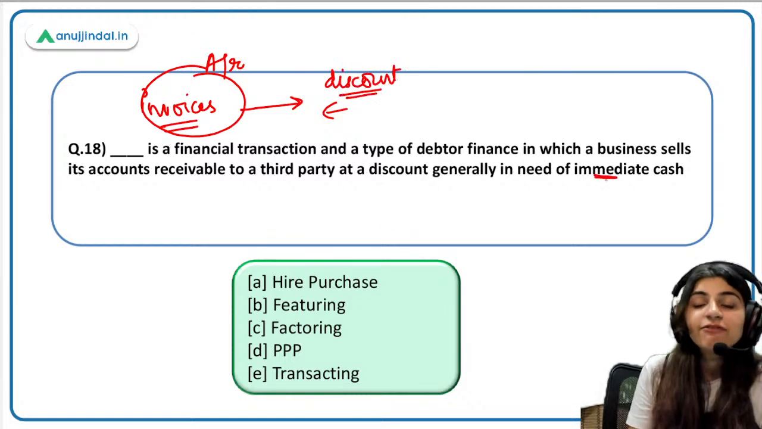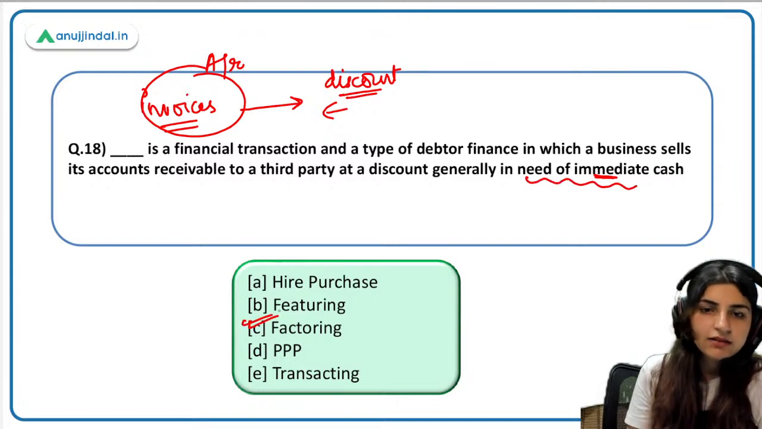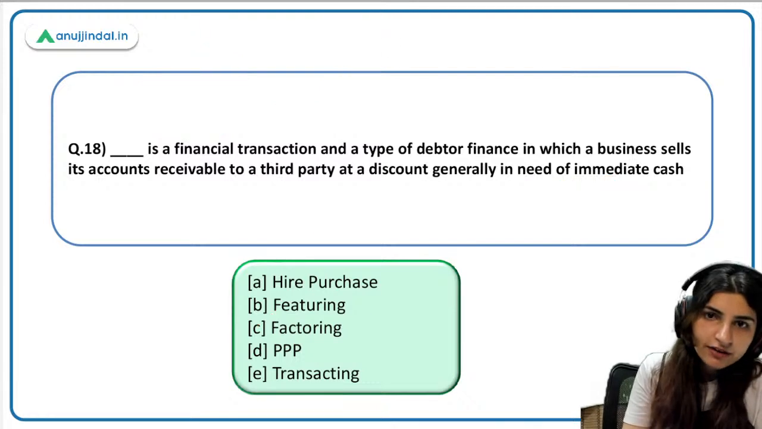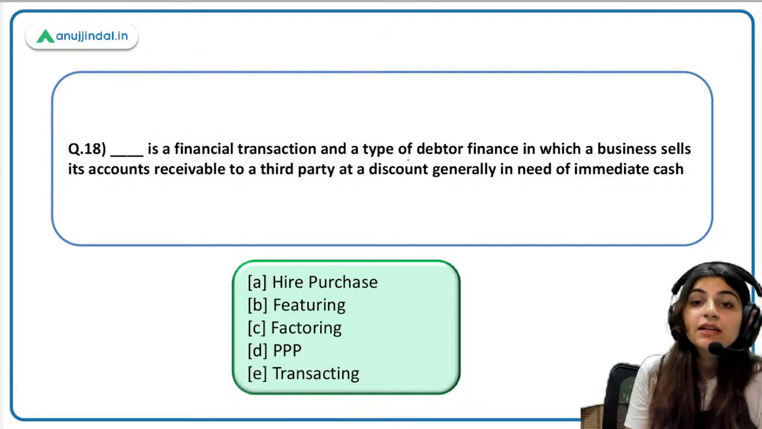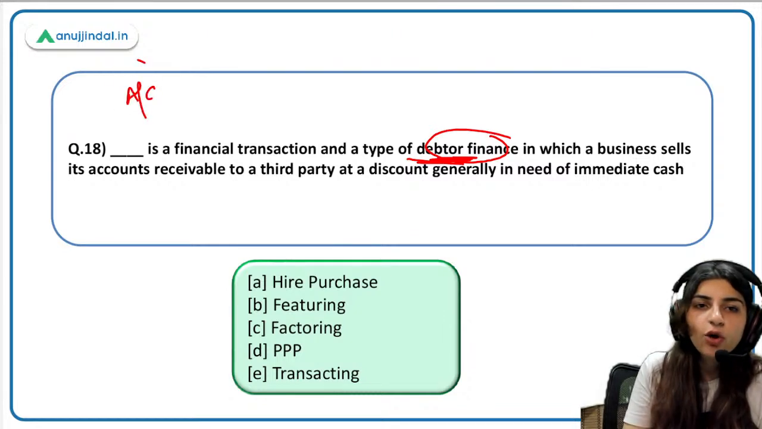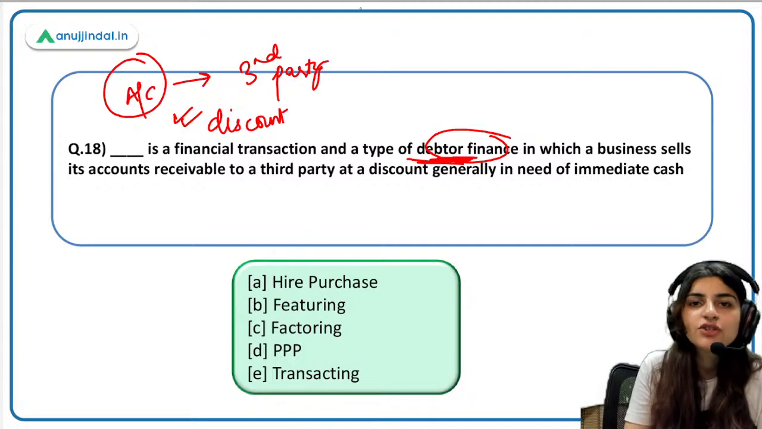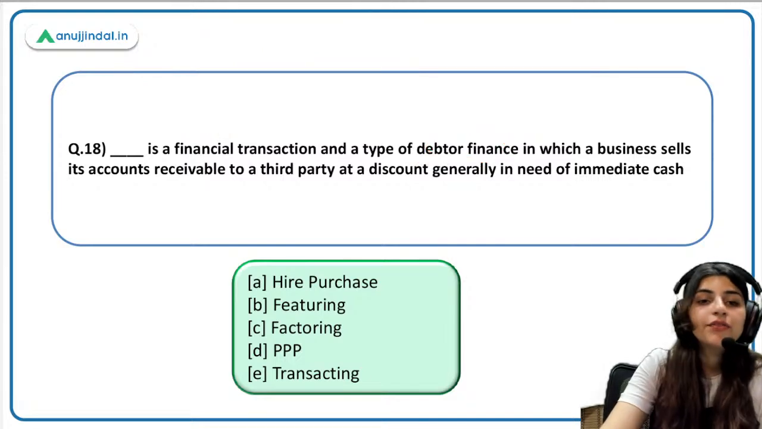And when they are in need of immediate cash, that is when it happens, and this process is known as factoring. It is a financial transaction, a type of debtor finance, wherein the account receivable of an entity is transferred to a third party when this entity is in need of immediate cash. With a small discount, they can receive immediate cash by selling their invoices.